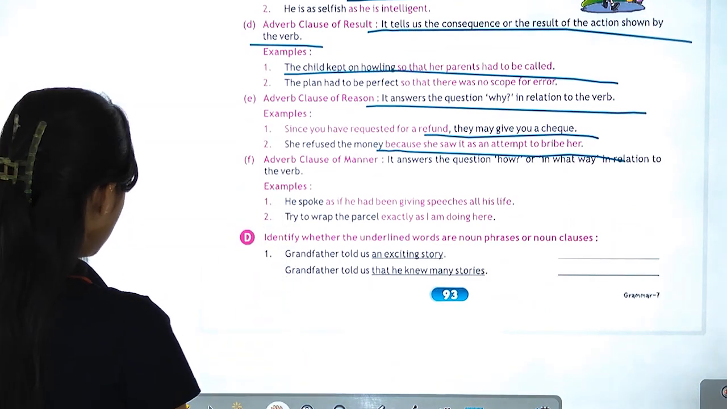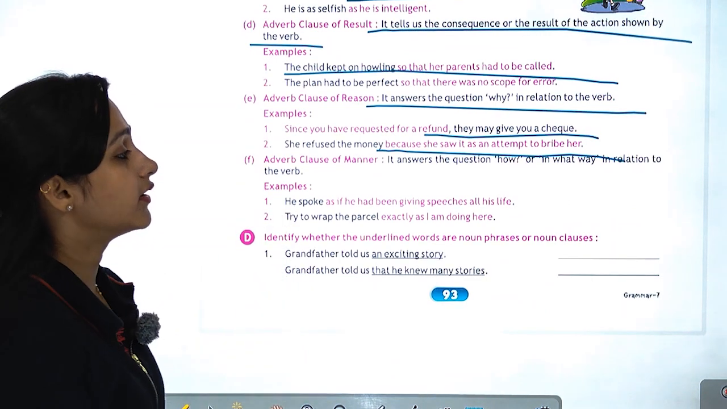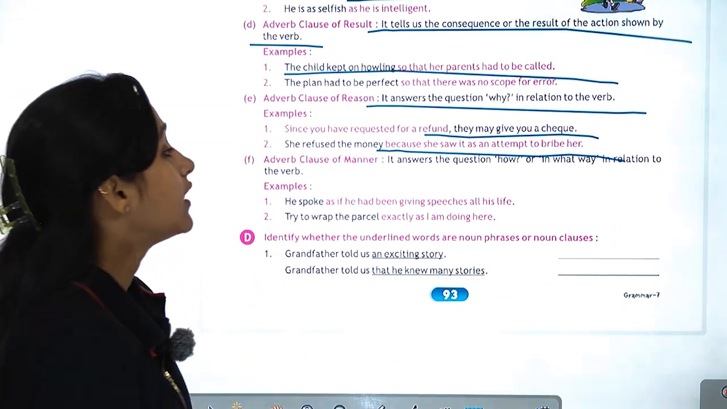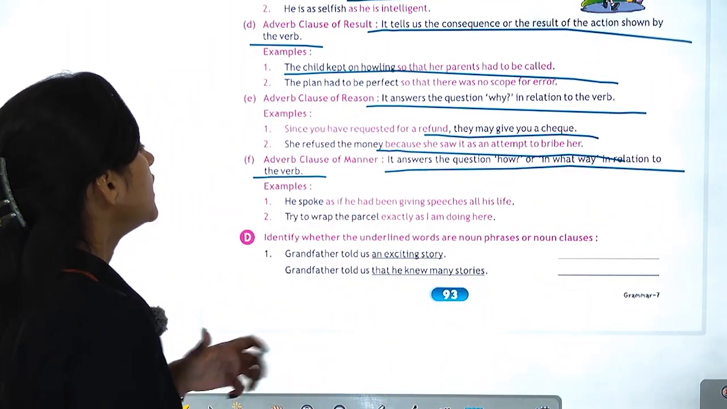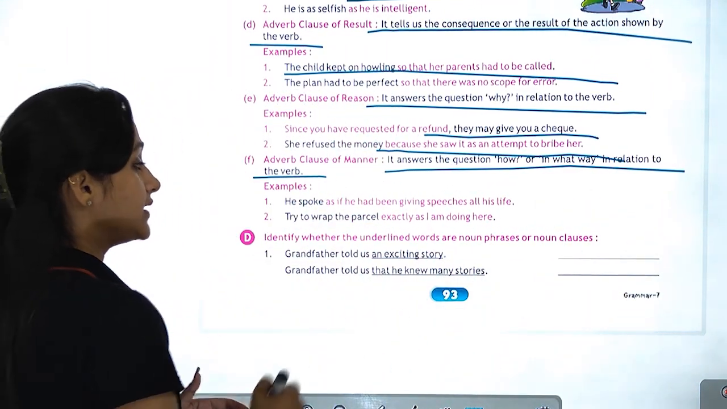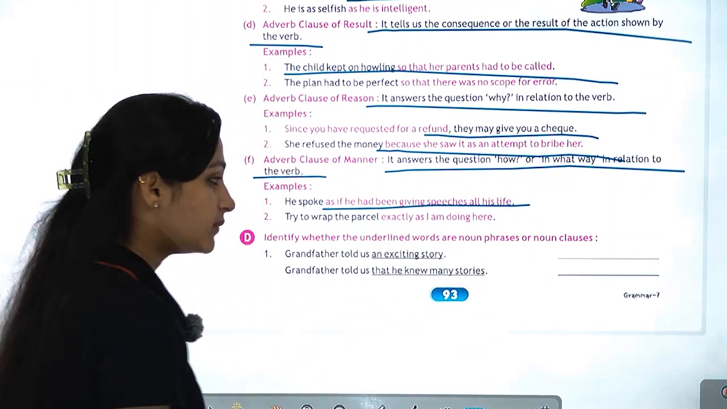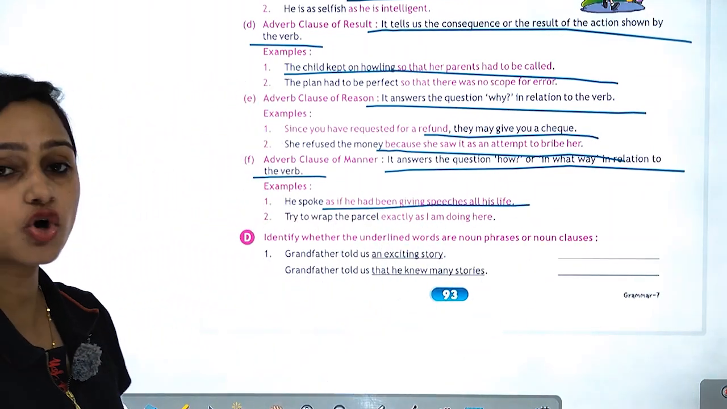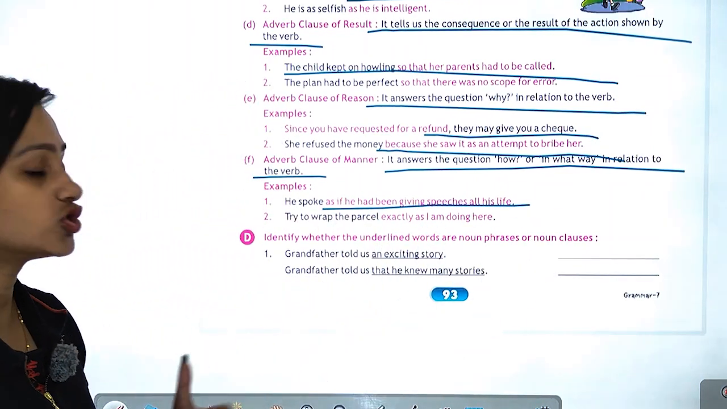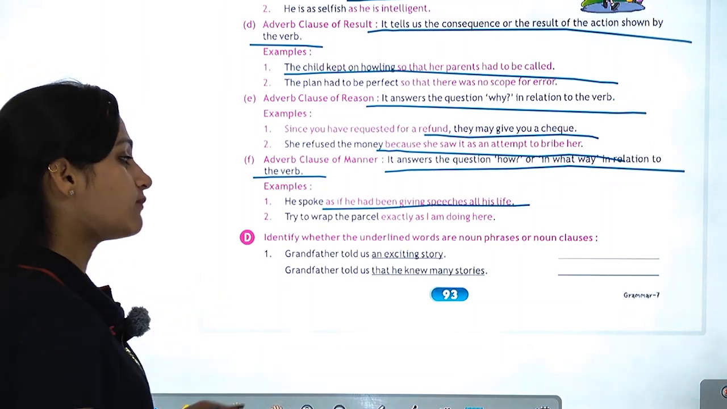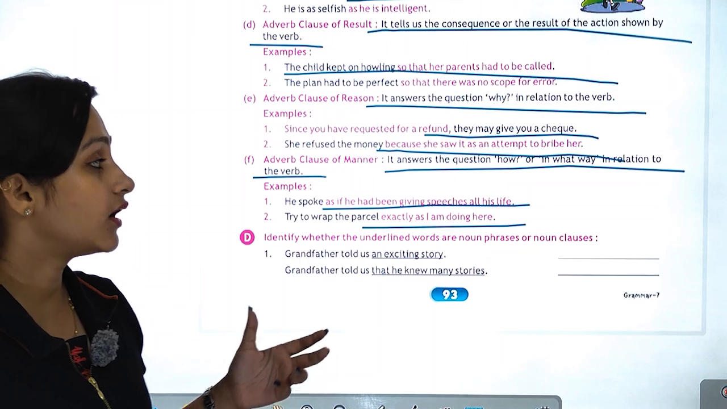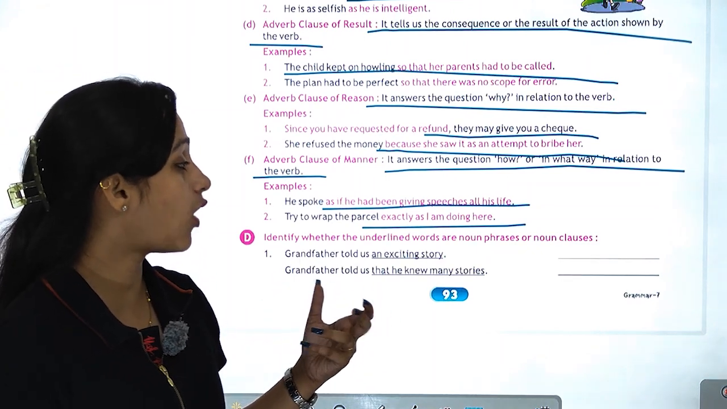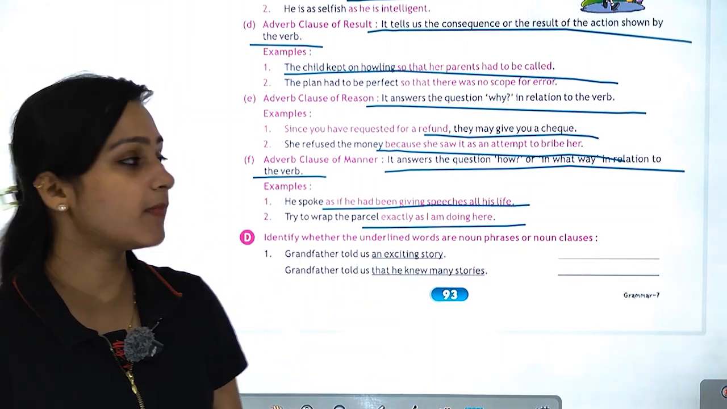Now adverb clause of manner कि how, किस तरीके से. It answers the question how, in what way, in relation to the verb. He spoke as if he had been giving speeches all his life. ये adverb clause of manner है. Try to wrap the parcel exactly as I am doing here. ये भी in what way, मतलब किस तरीके से, how, ये भी क्या आपका adverb clause of manner है.